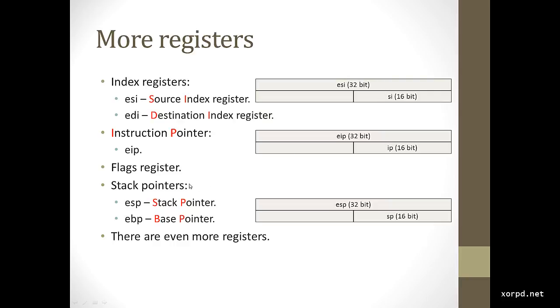Another register is the flags register. It doesn't have a very cool name as far as I know, but it is very important. We are going to talk about it in the future. And two other important registers that we are going to talk about are ESP and EBP, which are called the stack pointer and the base pointer. We are going to talk about them a bit in the future.